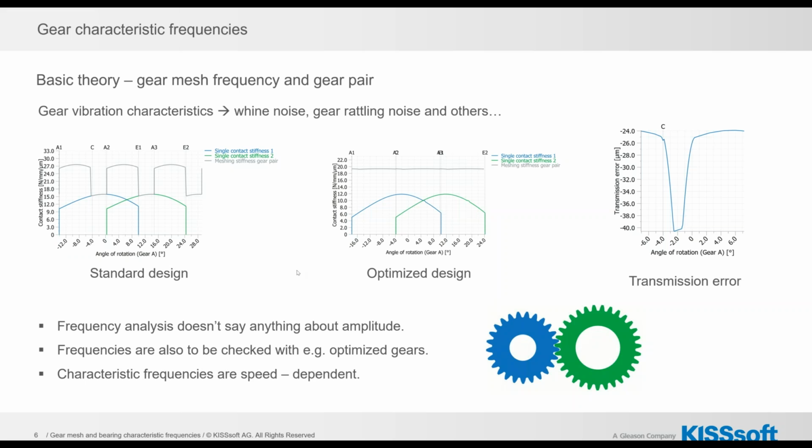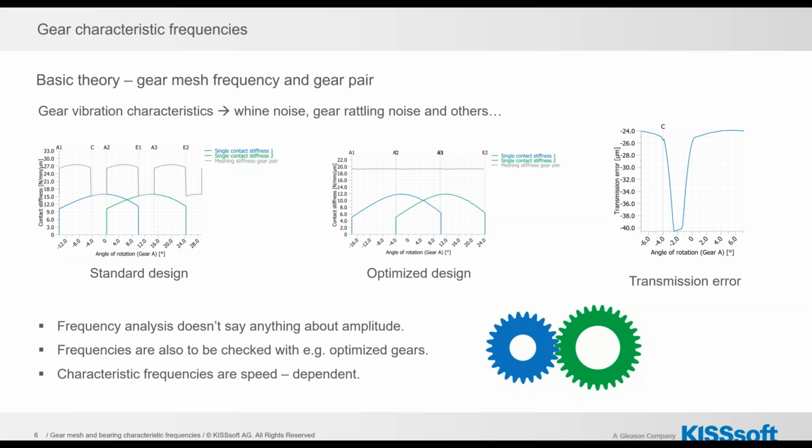In the standard design, the contact ratio is below 2, and we can really see this difference in the contact stiffness. However, even with the optimized design, we still see some fluctuations on the line here, and this is the theoretical stiffness. But if we consider some manufacturing deviations or even transmission error, this fluctuation could be even higher. Therefore, the frequency analysis should also be done on the optimized gear design.